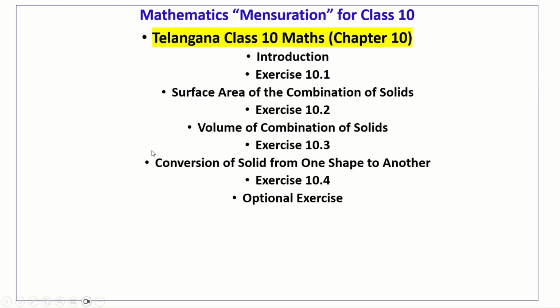So in this chapter, what we learn is introduction, surface area of combinations of solids, volume of combinations of solids, conversion of solids from one shape to another, and then exercises. There is not much theory in this chapter. You have to learn some formulae for calculation of area and volume, and then use them for the problems. That's all there is here.